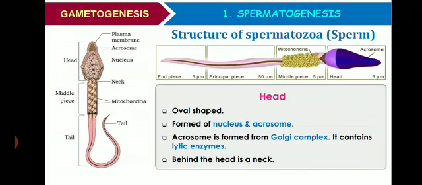All the Golgi complex will accumulate at the tip. This part is called acrosome. So keep in mind students, acrosome is derived from the Golgi complex. Acrosome is formed from Golgi complex. It contains hydrolytic enzymes. What does it help with? Acrosome helps in penetration of the sperm cell into the egg during fertilization.